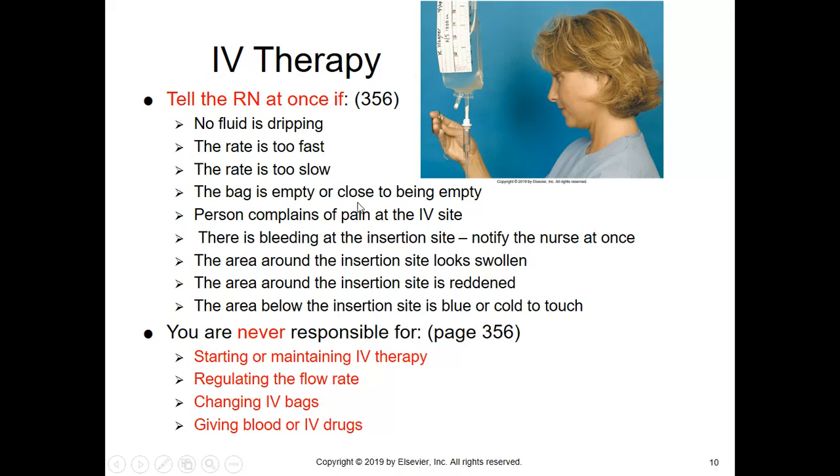If the patient complains of pain at the IV site, let the nurse know. If there's bleeding, if there's redness or swelling at the IV site, let the nurse know. Or if the IV or the area around the IV is blue or cold to touch, let the nurse know.